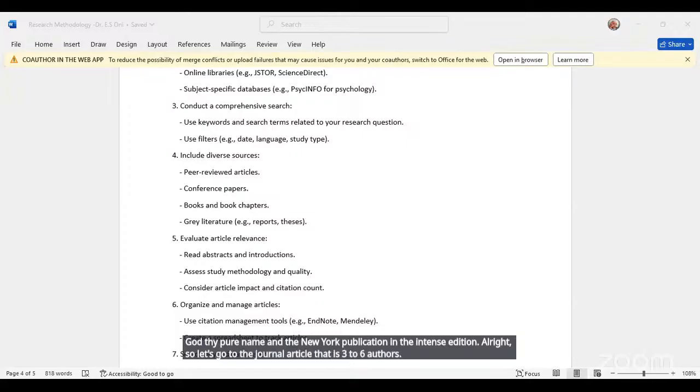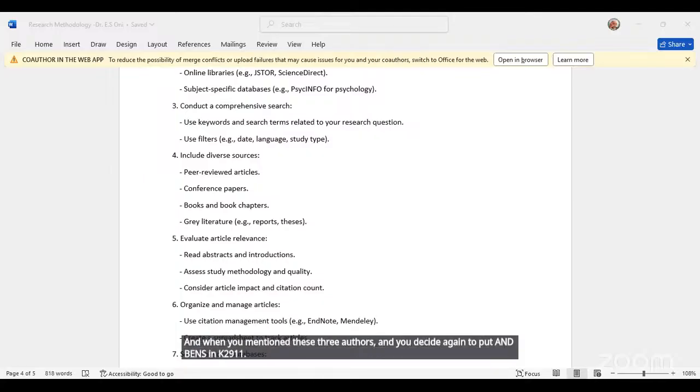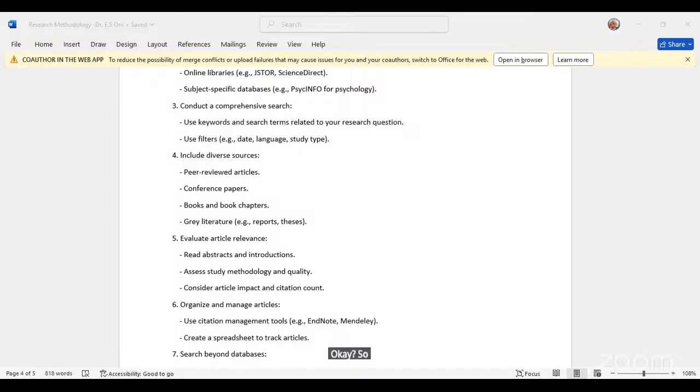For a journal article with three to six authors, as I told you, in the citation you use et al. Let's look at it now. Okage, Murau, and Benson. When you mention these three authors, you use this sign again to put "and": Okage, Murau, and Benson, 2011. Okay, so that is three to six authors.